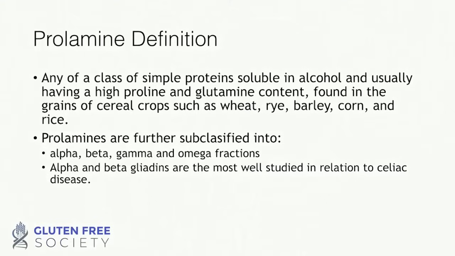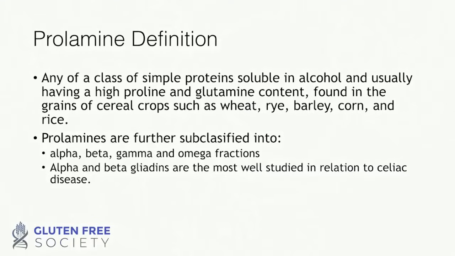In science, we always like to go overboard, and when we find out one thing, then we want to go to the next level. So the smaller categories of prolamines are referred to as alpha prolamines, beta, gamma, and omega fractions. And it's the alpha and beta gliadins that are the most well studied as it relates to celiac disease.